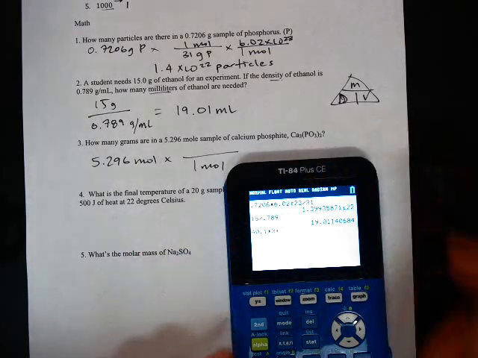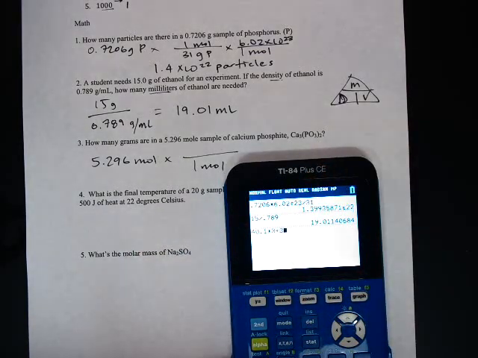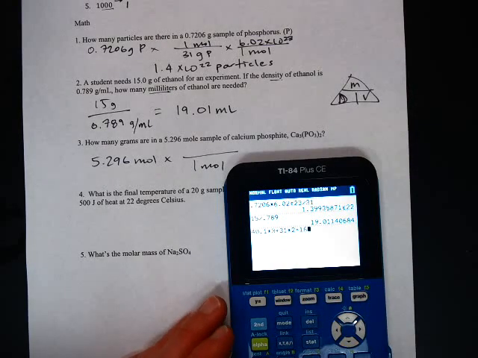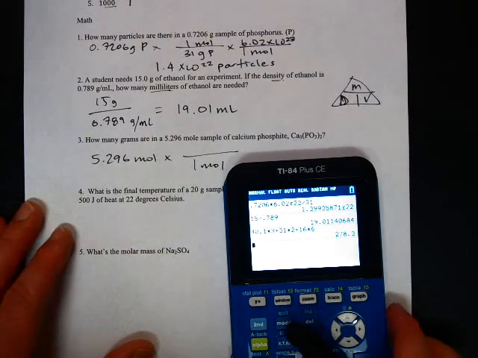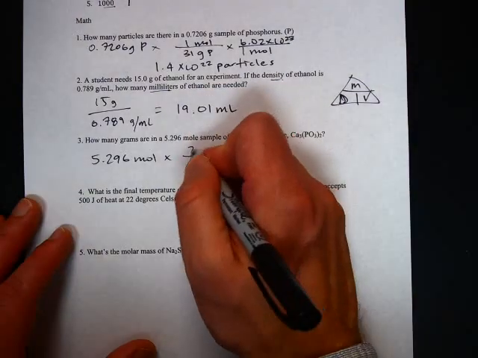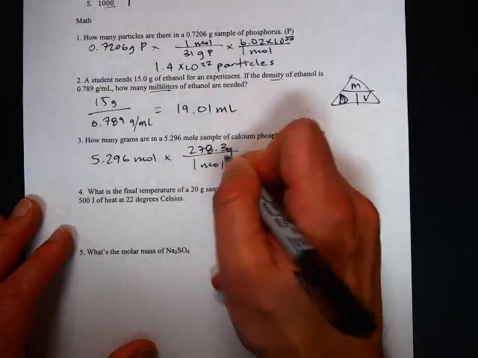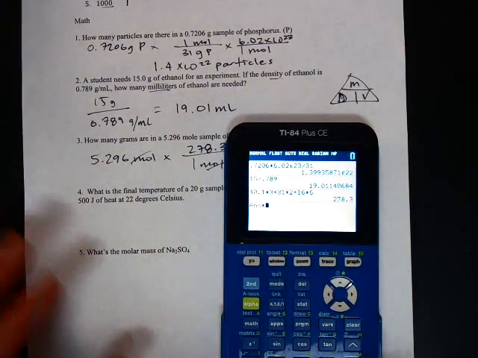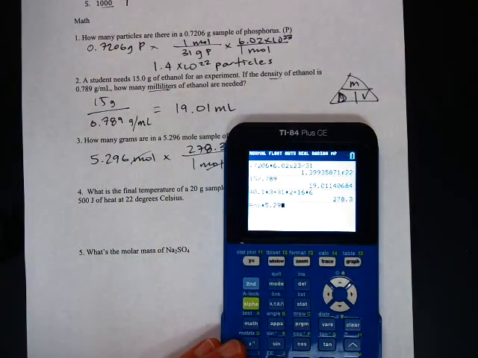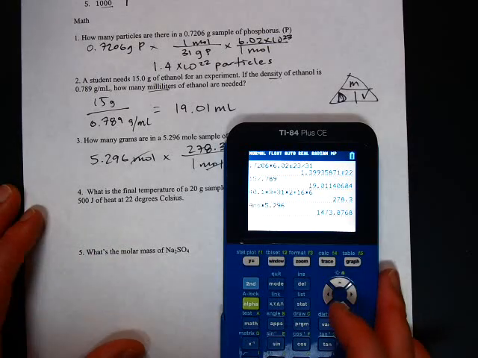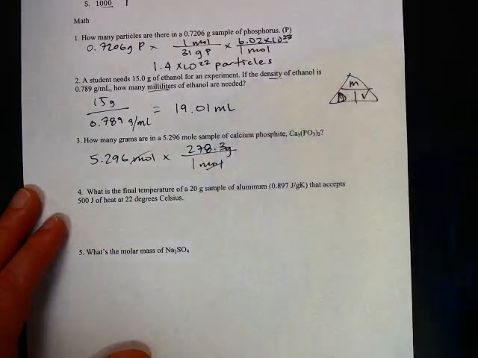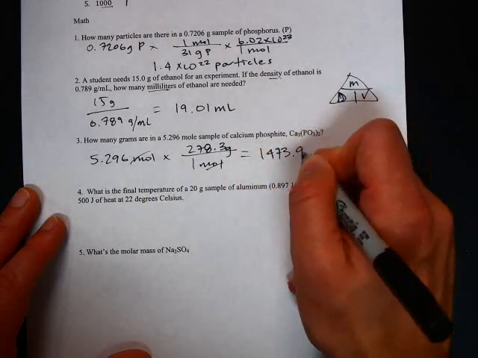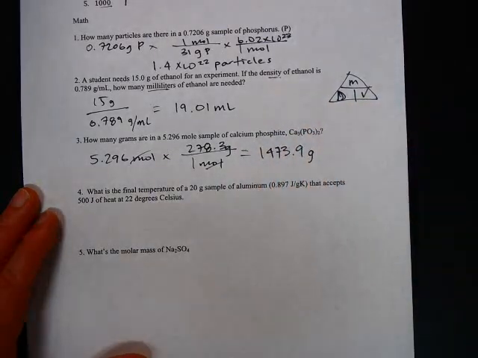And then this 2 distributes, so you have 2 phosphoruses, which is 31 times 2, and then you have 6 oxygens, which is 16 times 6. So about 278.3. And then moles cancels out, and you multiply here, so take that number times the 5.296. You got 1473.9. And the label will be grams.